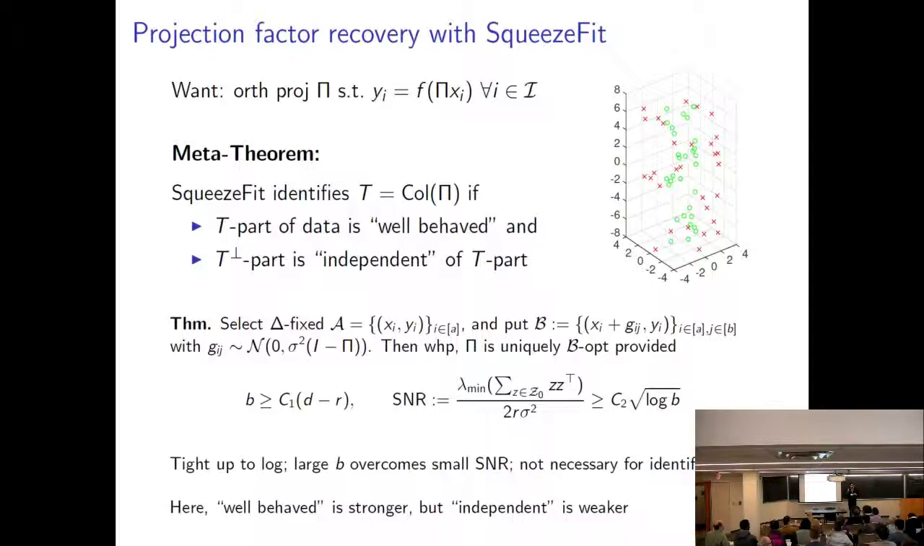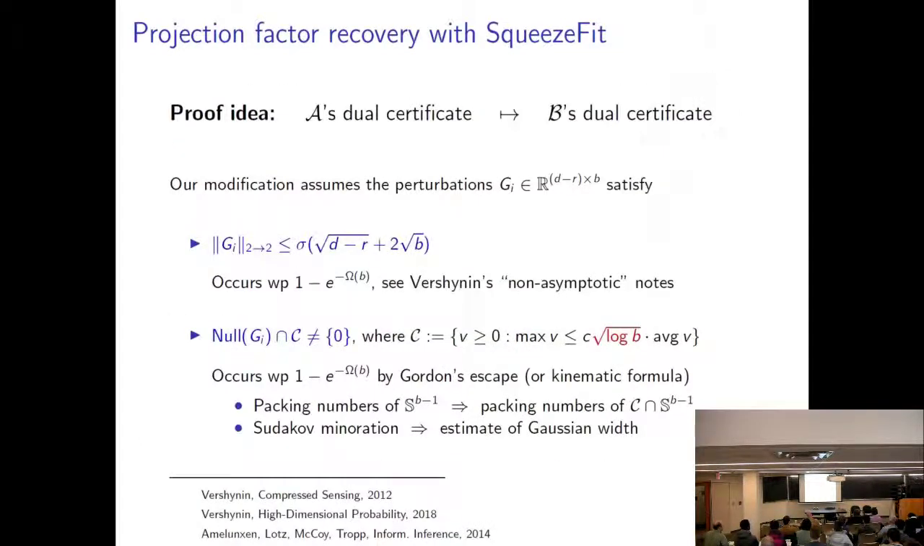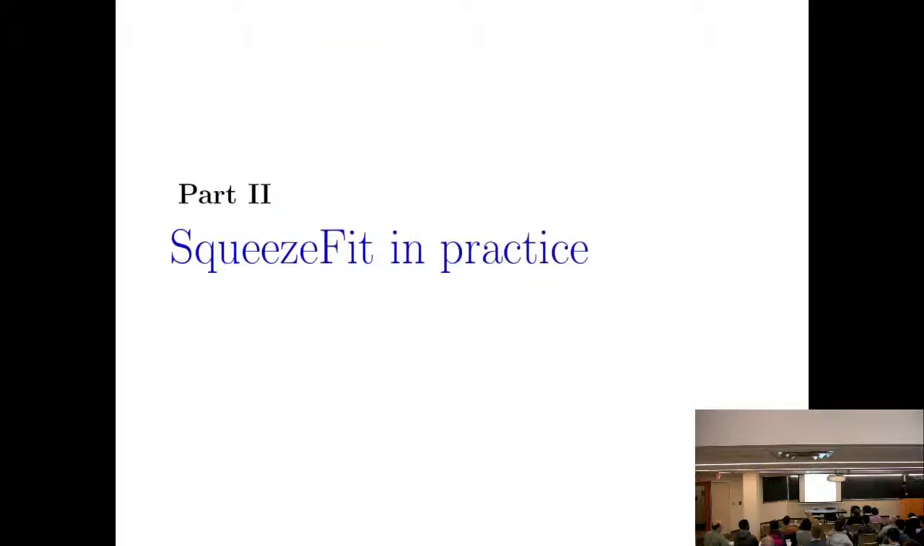I'd like to be able to prove that for 1 Gaussian, I can get approximate recovery, but that will not use a dual certificate proof like this one did. Okay. So the dual certificate proof, it just opens up your favorite papers in the literature and uses the technology. Okay? So SqueezeFit in practice. Questions about the theory before I show you the practice?